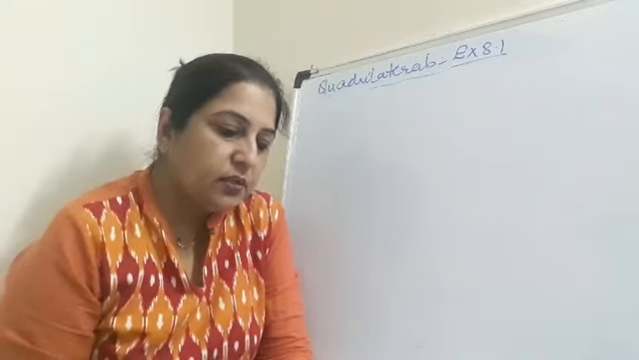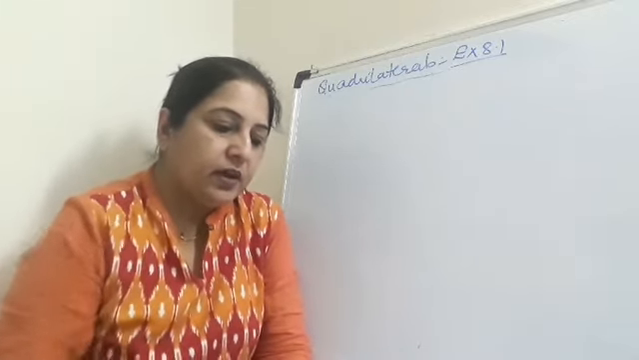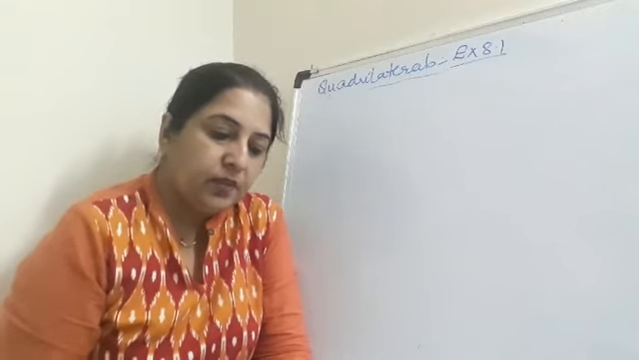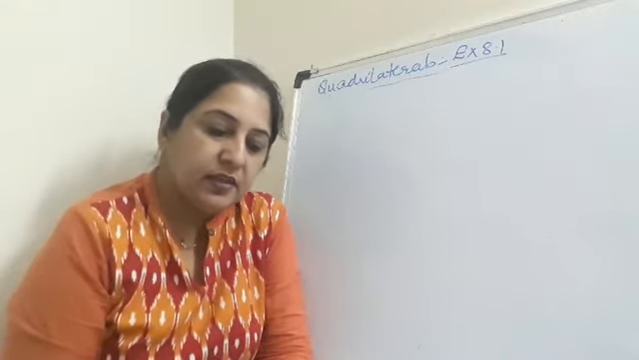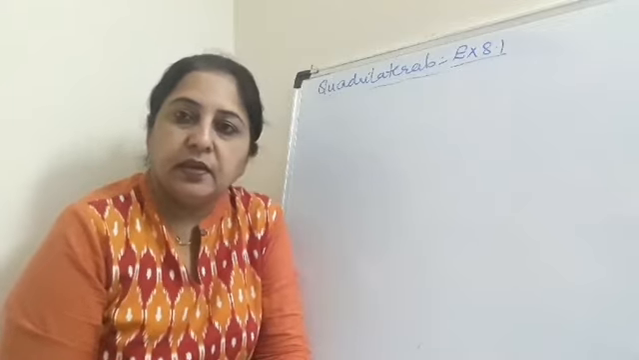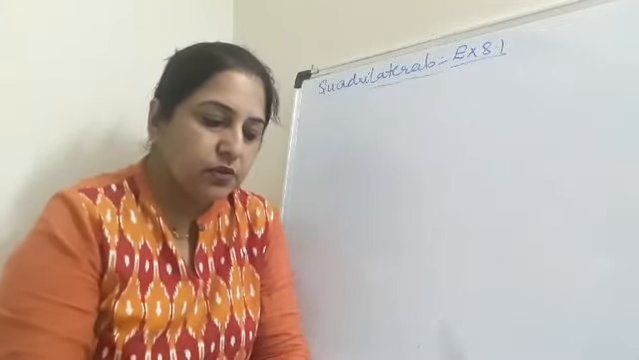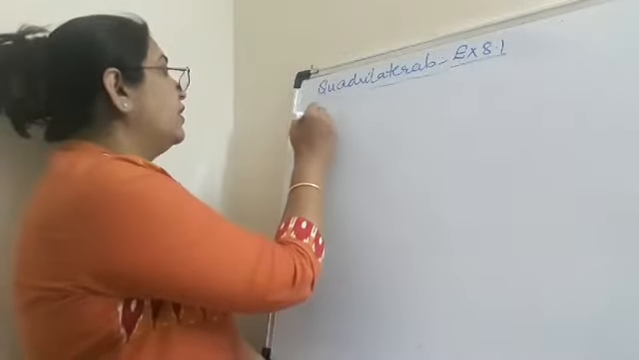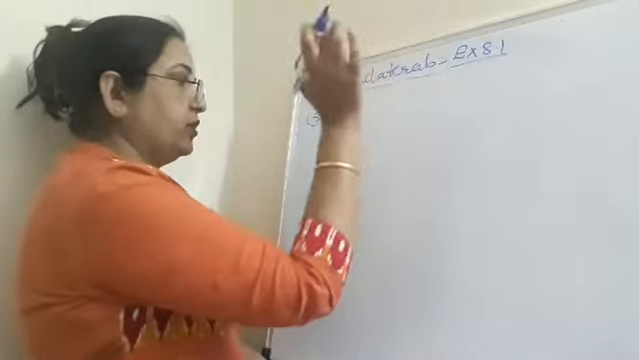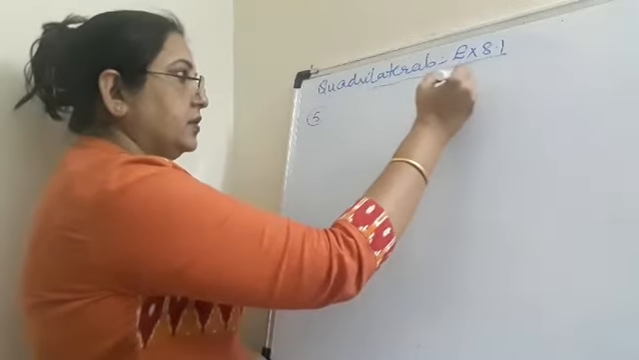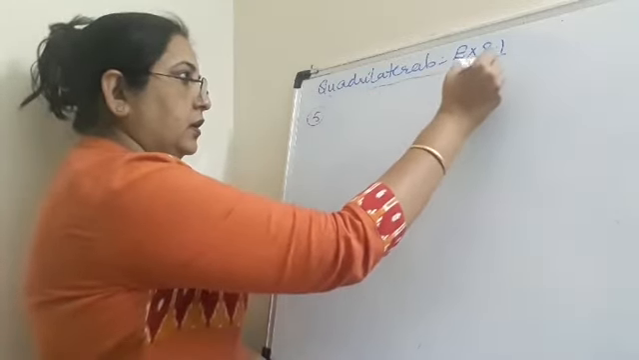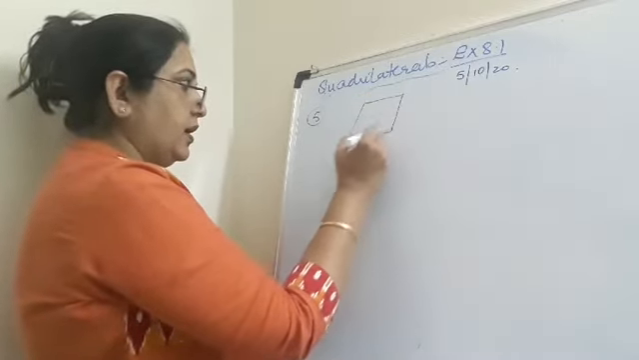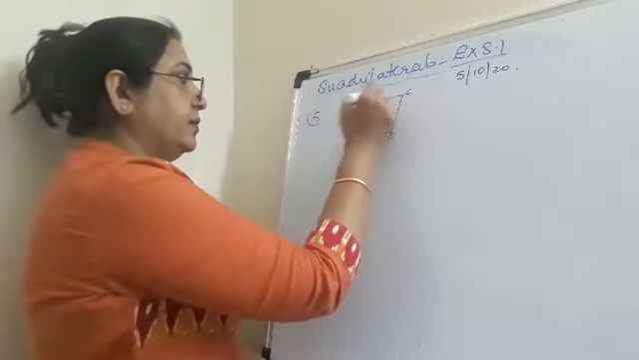Now, starting with question number 5, it says: show that if the diagonals of a quadrilateral are equal and they bisect each other at right angles, then it is a square. So we'll try to understand the question, question number 5, exercise 8.1. I will draw a quadrilateral and name it ABCD.